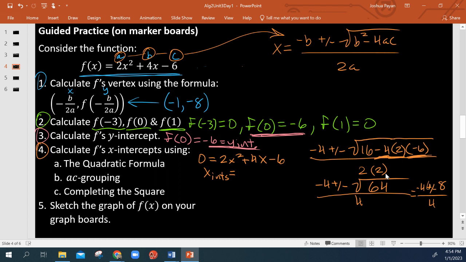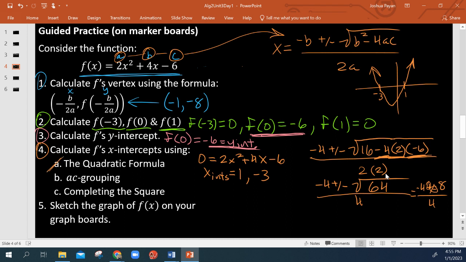Okay, negative 4 plus 8 would be positive 4. 4 over 4 is 1. And negative 4 minus 8 would be negative 12 over 4 is negative 3. Okay, so what that means is our parabola touches the x-axis at positive 1 and negative 3. So if we draw some symmetry here, our parabola would look something like this. Hopefully it looks a lot less crappy whenever you guys try to draw it.